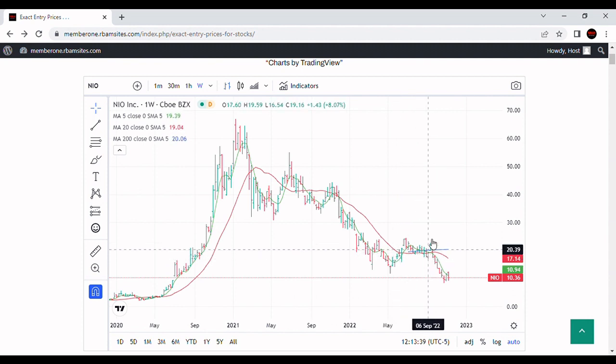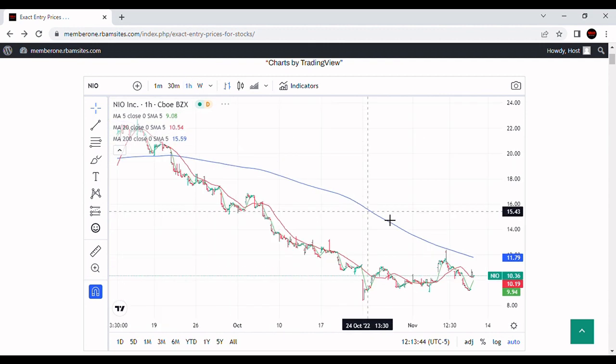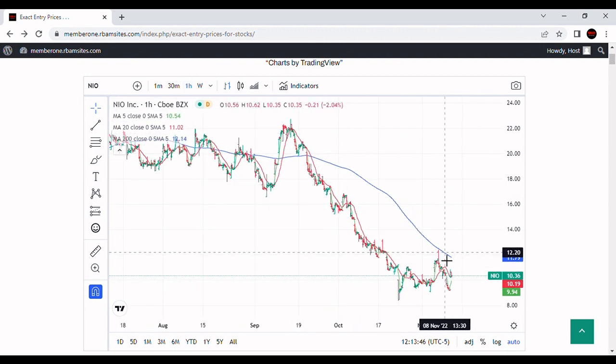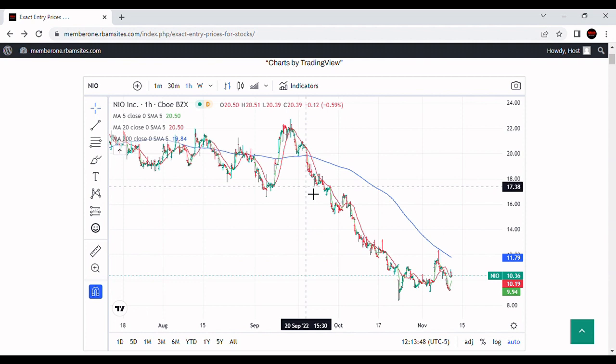The second it rallied this week, they sold the heck out of it. So this stock's still distributing. Again, I'm not trying to be negative, just giving it the way I see it. This is a 200-hour moving average. We're below it, and the blue line, we're below it from September 22nd.